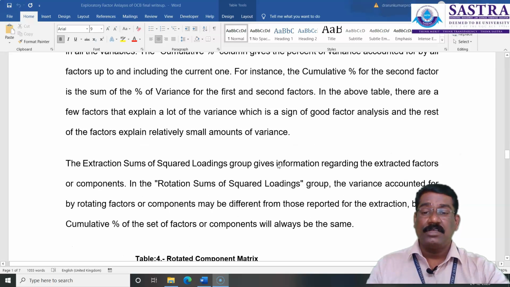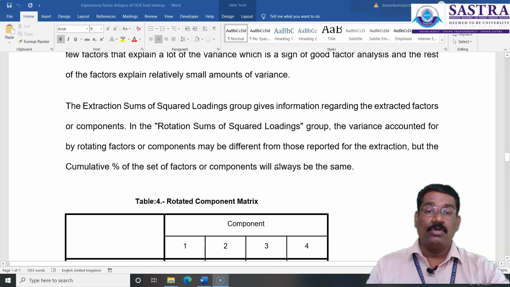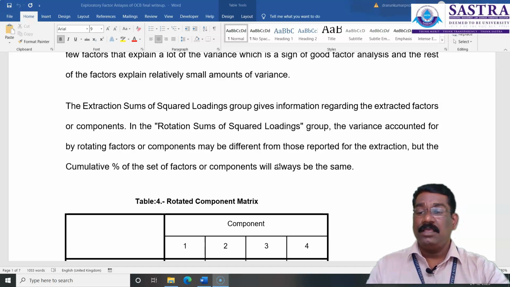the extraction sum of squared loadings group gives information regarding the extracted factors or components in the rotation sum of squared loadings group. The variance accounted for by rotating factors or components may be different from those reported for the extraction, but the cumulative percentage of the set of factors or components will always be the same.